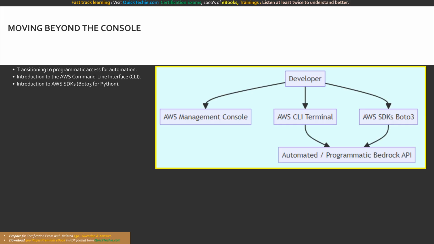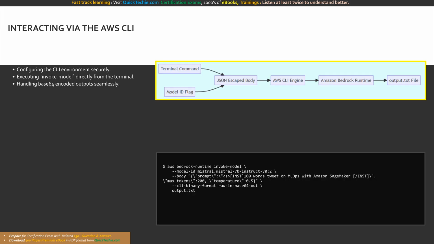This flowchart illustrates the transition of developer tools. While beginners rely on the AWS Management Console, advanced developers route their workflows through the AWS CLI terminal and AWS SDKs like Boto3 to achieve fully automated and programmatic access to the Bedrock API. Before we write Python code, let us demonstrate the raw power of the AWS CLI.